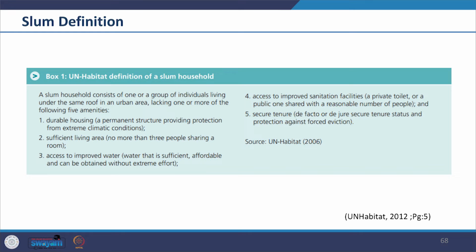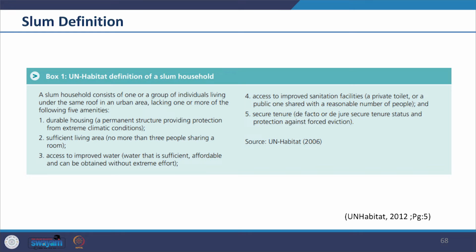The first one is durable housing, which means it needs to have a permanent structure providing protection from extreme climatic conditions. Second, sufficient living area. It should not be very congested and should have enough space for all of those who are staying there. Next, access to improved water. Water needs to be sufficient, affordable, and obtainable without extreme effort. The fourth element is access to improved sanitation facility. A private toilet or a public shared toilet is available to them in a reasonable number.